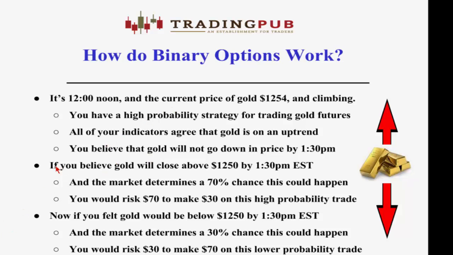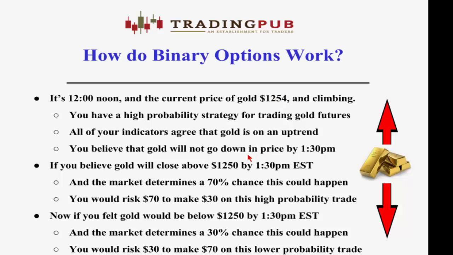So let's go through an example of how binary options work. Let's say at 12 o'clock noon today, the current price of gold is $1,254 and it's climbing. All of your indicators are telling you that gold is on an uptrend, and you have a high probability strategy for trading gold futures. You believe that gold will not go down in price by 1:30 p.m. when the markets close. Rather, you think it's going to be $1,254 or higher. So you pull up Nadex and you take a look at their strike prices, and you see a strike price that you like at $1,250 with a 1:30 expiration when the gold market closes.